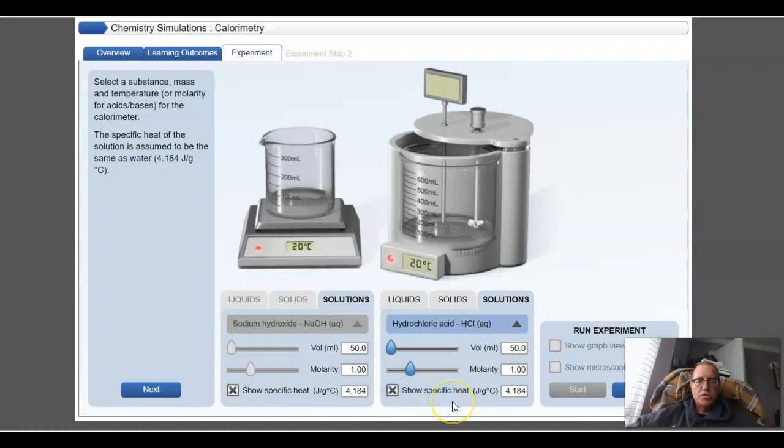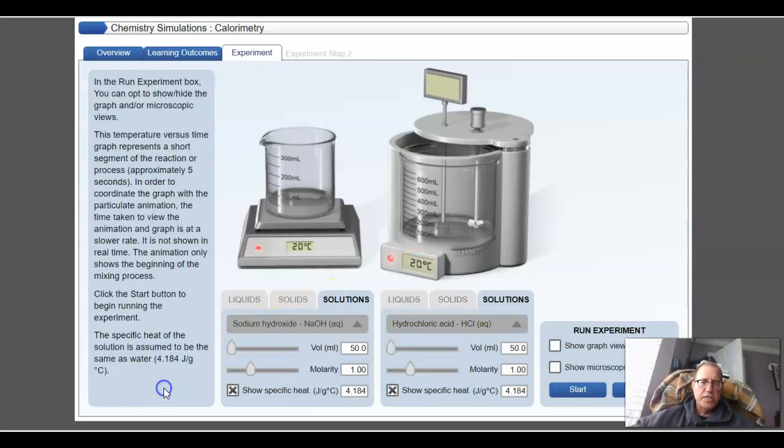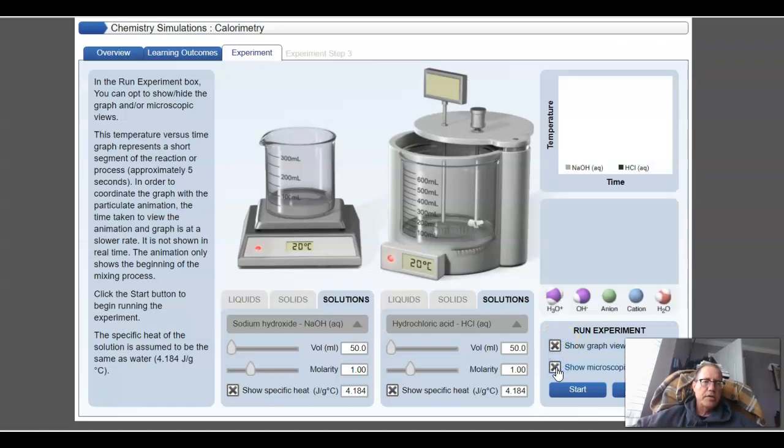All right, show specific heat. Why not? Okay, let's go. All right, so we look at the temperature there. That's at 20 degrees also. Now we're going to show graph view and show microscopic view, so we can see what's going on in the reaction. So you see where the net ionic equation's happening here too. All right, so you have your ions there that are just floating around.